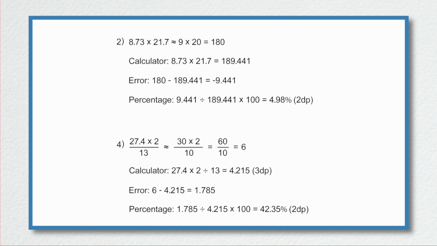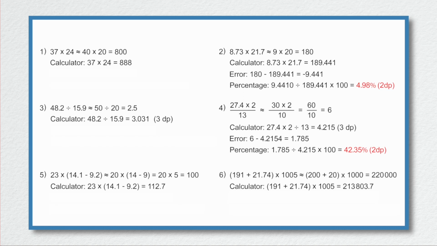So now if we are comparing the percentages, the error as a percentage of the actual calculation in question 2 was 4.98%, whereas in question 4, the error as a percentage of the actual value is 42.35%. So looking at those two percentages, which would you suggest is the better estimate? This would suggest that the estimate for question 2 is a better estimate because the error as a percentage of the actual value is smaller than that in question 4.